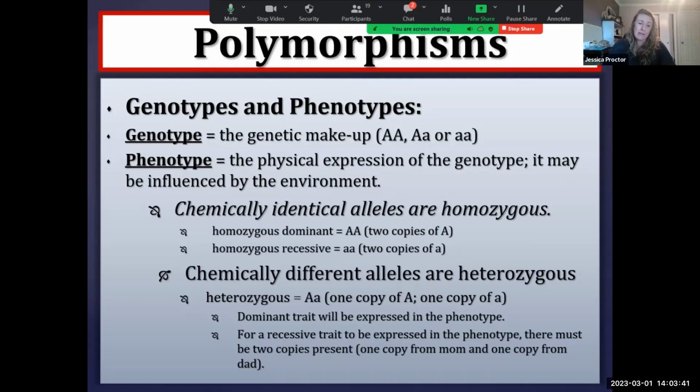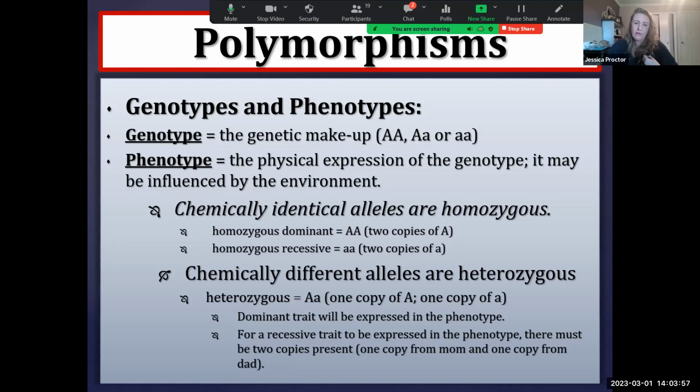This slide here is actually completely review. You've already written this information down, so I'm not going to spend much time on it, but just to review, a genotype is the genetic makeup of an organism. The phenotype is the physical expression of the genotype, and it may be influenced by the environment.